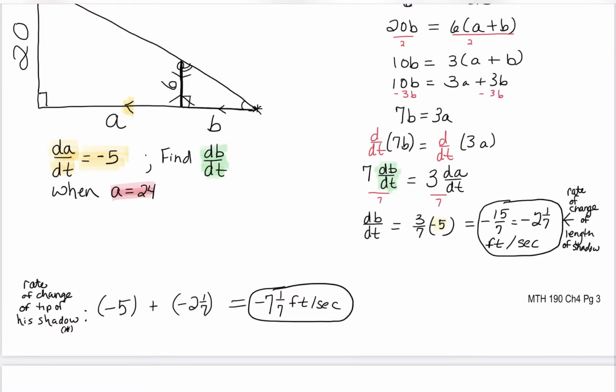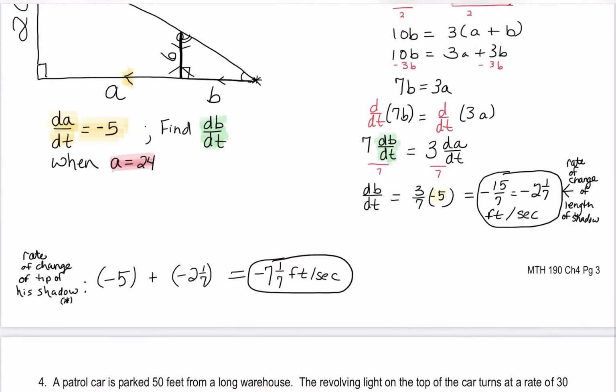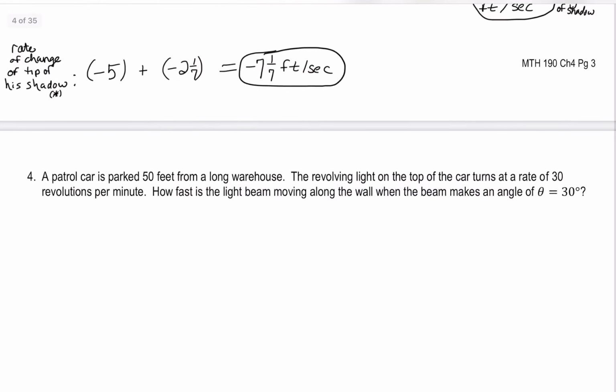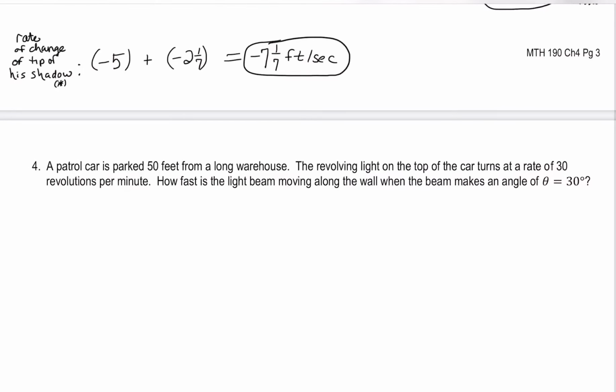All right, so let's look at one more example here. It says a patrol car is parked 50 feet from a warehouse. There's a revolving light on the top of the car. It's turning at 30 revolutions per minute. And we want to know how fast the light beam is moving along the wall when it's at an angle of 30 degrees. So you guessed it, let's take a look at an applet.